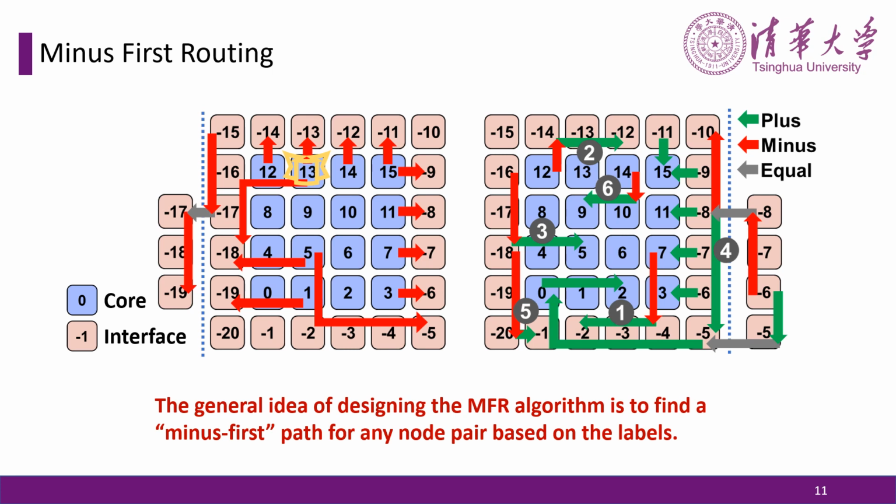For example, a message needs to be delivered from node 13 of one chiplet to node 5 of another chiplet. It first goes to the interface ring through the minus path. Then it goes to the destination chiplet through the external link. Finally, it turns from the minus channel to a plus channel and reaches the destination node. This path is the typical minus-first path.